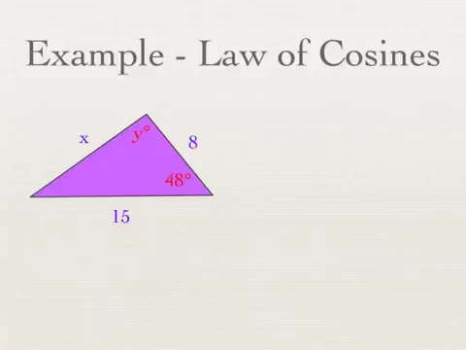Okay, so this time we're going to find angle Y. But I'm not going to call it angle Y. What am I going to call it? Okay, so this is now angle A, which makes this 15 side length A, because it's across from it. And then these other two would be my B and my C.